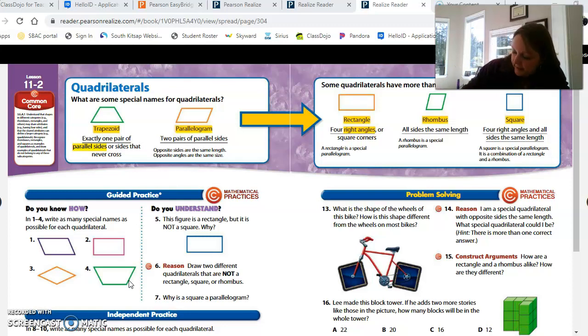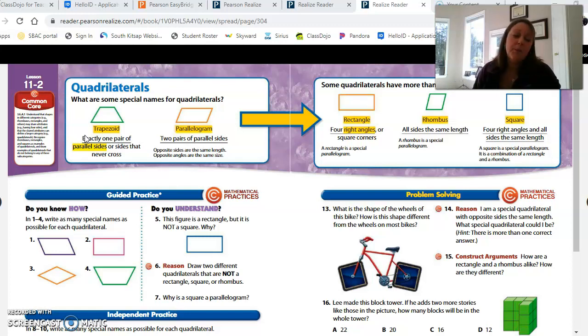All right, number 6. Now I know we don't have templates, so we just have to try our very, very best. And it says reason. Draw 2 different quadrilaterals that are not a rectangle, a square, or a rhombus. Okay, so I'm going to look up at my vocabulary at the top again, and it's not a rectangle, not a square, and not a rhombus. So, oh, I bet I can draw a trapezoid, but I'm going to have some fun with this, and I'm going to draw a sideways trapezoid.